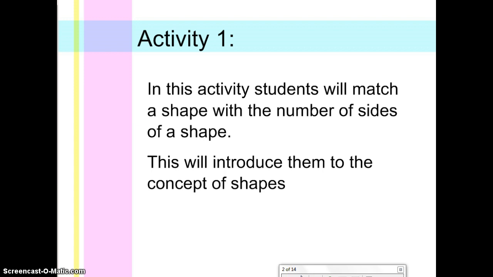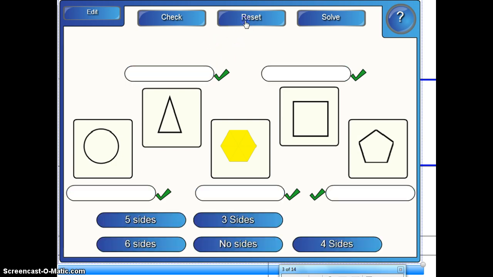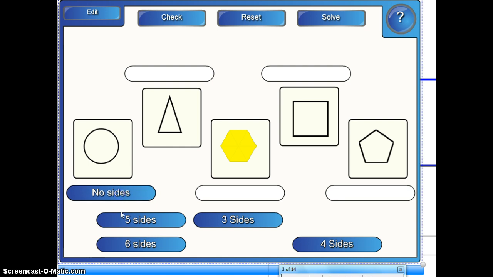In this activity, students will match a shape with the number of sides of a shape. This will introduce them to the concept of shapes and get them comfortable with knowing the different properties of shapes, which is part of the standard provided. So in this activity, we're going to reset it really fast. It's a matching activity, so students have shapes provided and then need to match them with the corresponding number of sides. So we're going to say a circle has no sides.